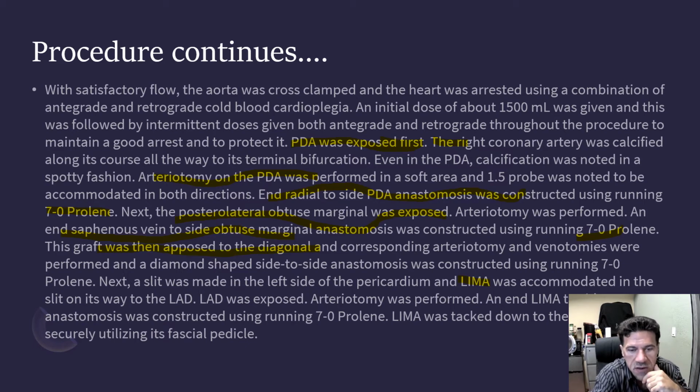Now the left anterior descending was exposed, arteriotomy was performed, and the lima was extended to anastomose to the left anterior descending using a running 7-0 prolene. All right. So we have four bypasses. Right. We have posterior descending artery, obtuse marginal, diagonal, and lima. All right. Let's go to the next slide.